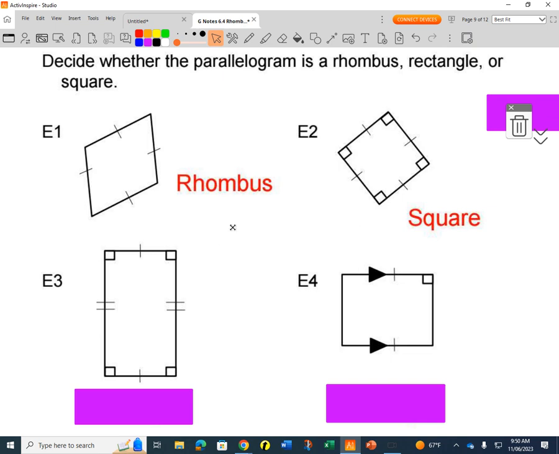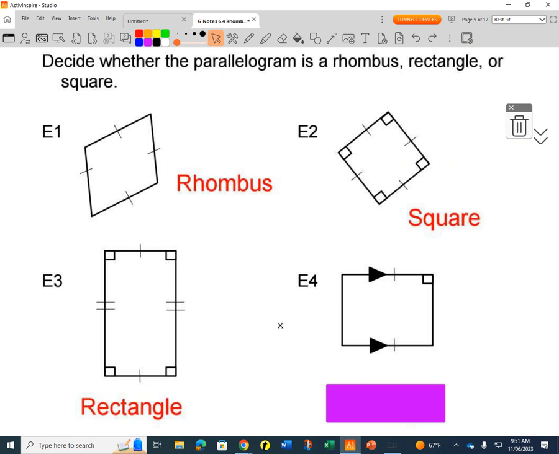So what kind of parallelogram is example 3? Rectangle. Opposite sides are congruent and 4 right angles. And what about example 4? I only see 1 right angle. 1 pair of sides is marked congruent and that same pair of sides is marked parallel. It's just a rectangle. That's right.